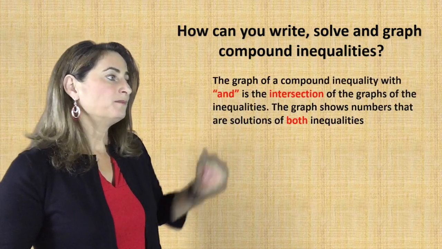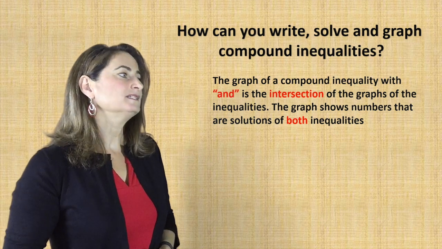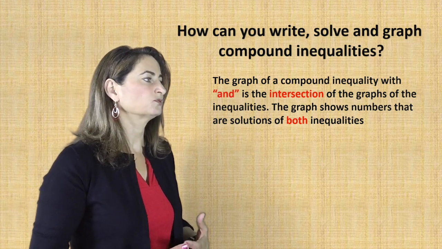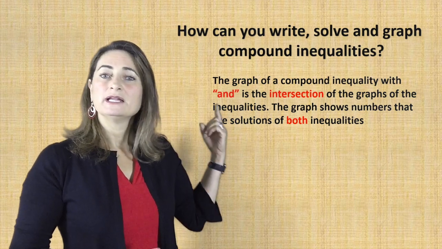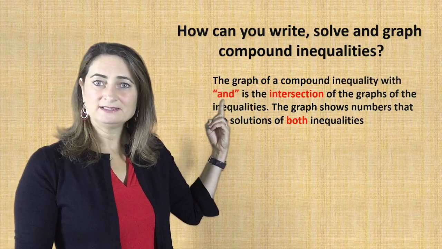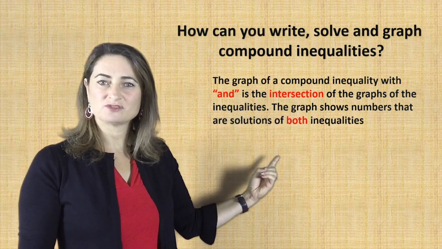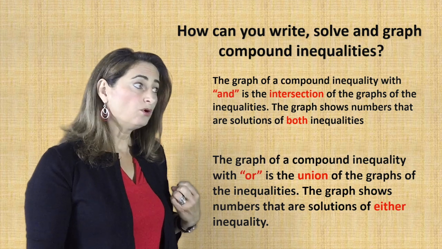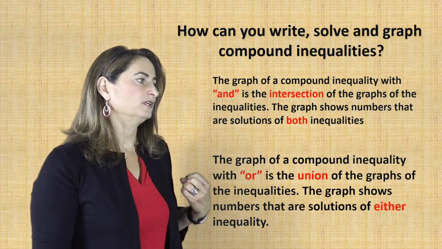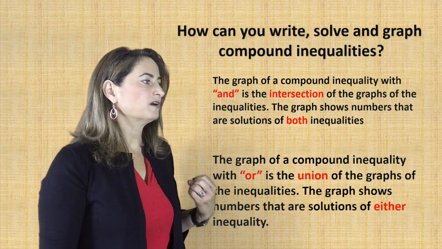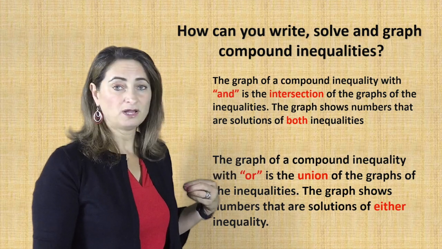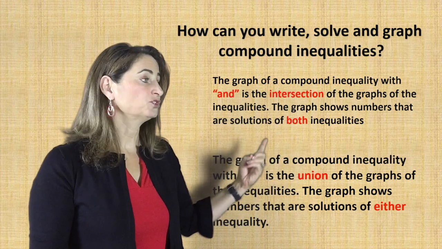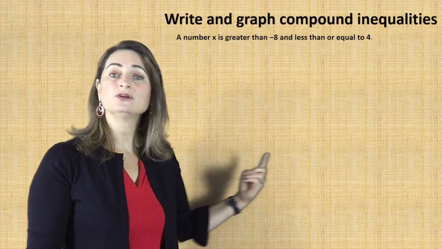The graph of a compound inequality with and is the intersection of the graphs of the inequalities. The graph shows numbers that are solutions of both inequalities. So when you use the word and, it's an intersection and it solves both. The graph of a compound inequality with or is the union of the graphs of the inequalities. The graph shows numbers that are solutions of either inequality. So when you use or, it's a union and it shows the solution for either or.